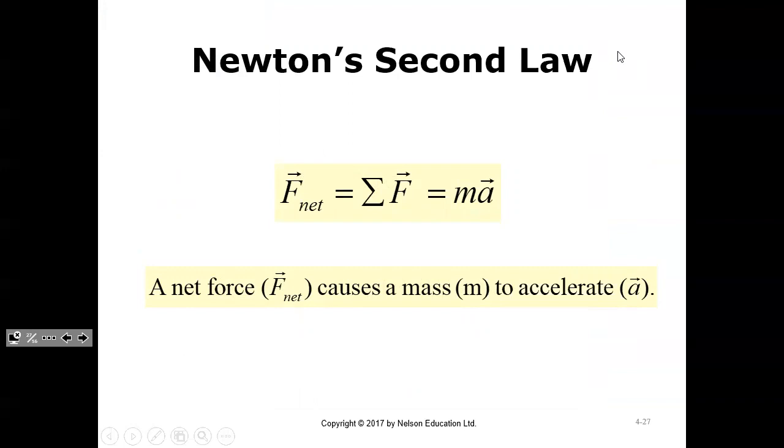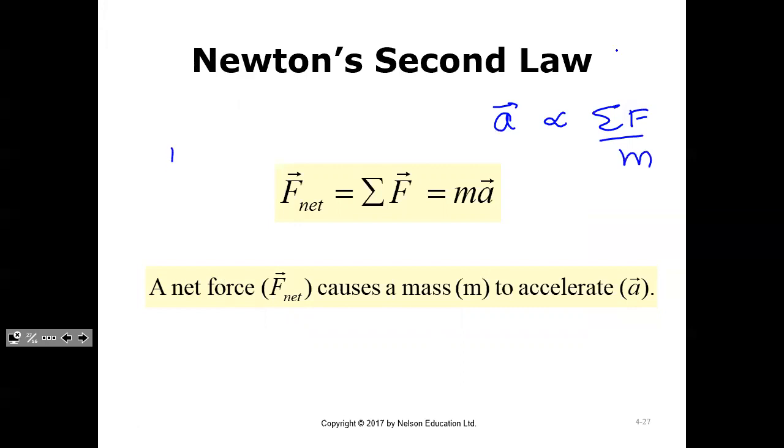So let's go to Newton's second law. So far, we said equilibrium, meaning acceleration is zero. Now let's see what happens if there is acceleration. That is where Newton comes in and he says the acceleration is proportional to the force, the net force acting on an object. And he said it is inversely proportional to the mass.